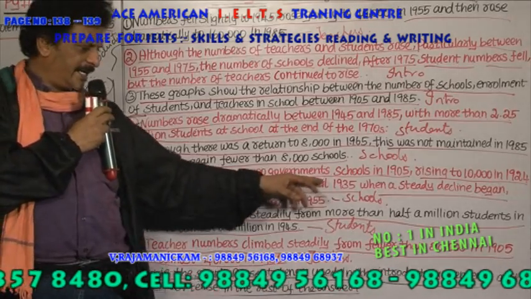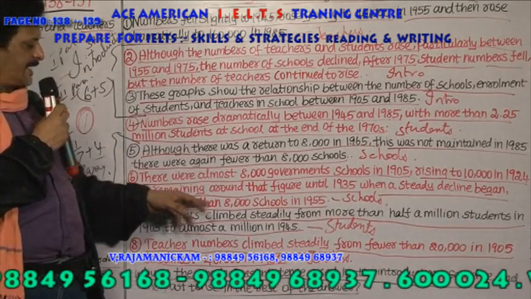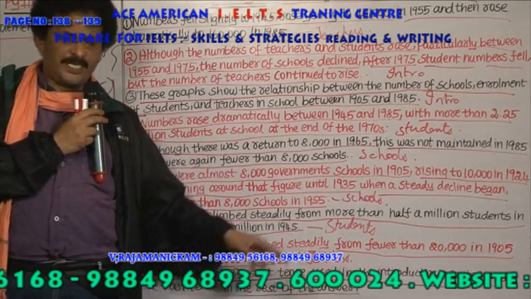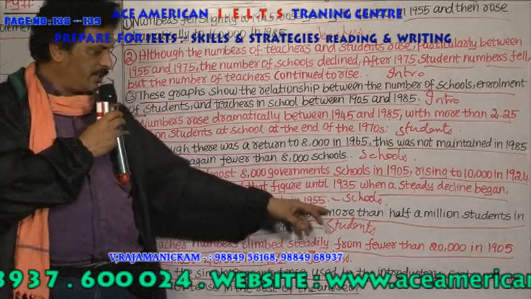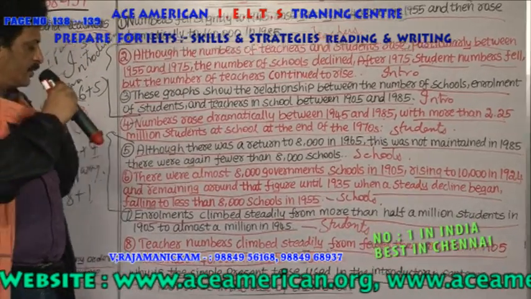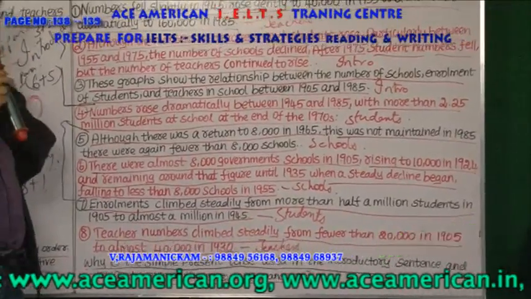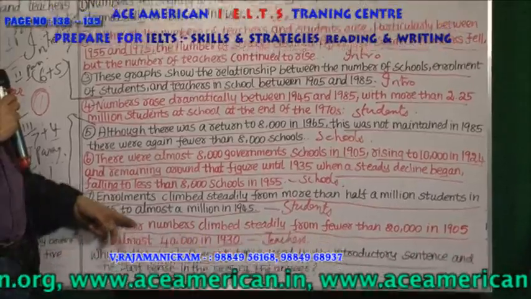Enrollments climbed steadily from more than 500,000 students in 1905 to almost 1 million in 1945. This is about students. Teacher numbers climbed steadily from fewer than 20,000 in 1905 to almost 40,000 in 1930. This is about teachers.